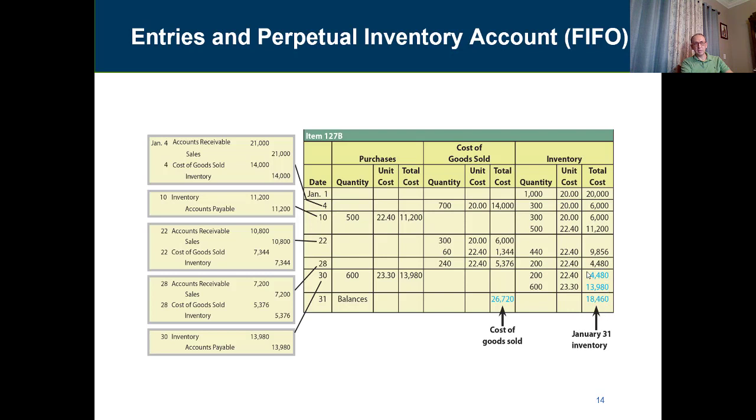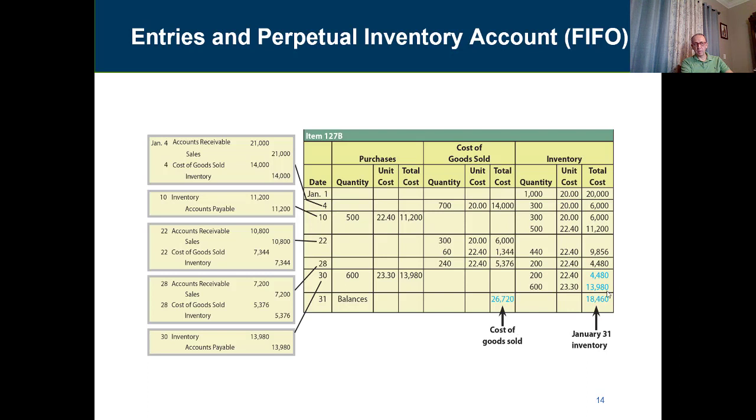For the ending inventory balance on the 31st, you only look at the last inventory balance, which is the 4,480 and the 13,980. If it's only one number, we just take the number as is. But here it happened to be two values after the last transaction. So we add them together and we got the 18,460. So remember, for the cost of goods sold, we add the entire column.